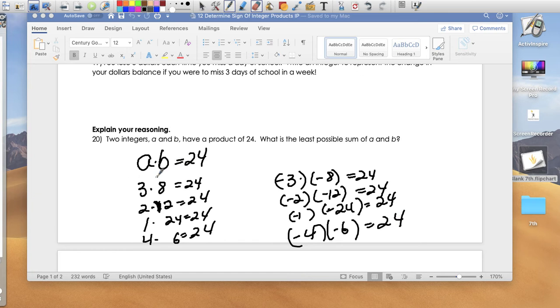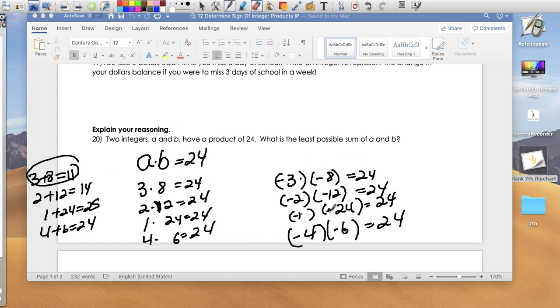So they're asking which of these, the 3 and the 8, the 2 and 12, the 1 and 24, the 4 and 6, or all these negative ones, have the least sum? Well, if I add 3 plus 8, I get 11. If I add 2 plus 12, I get 14. If I add 1 plus 24, I get 25. If I add 4 plus 6, I get 10. So which one's the smallest one? So far, this guy is the smallest one. But I haven't done the other side yet.